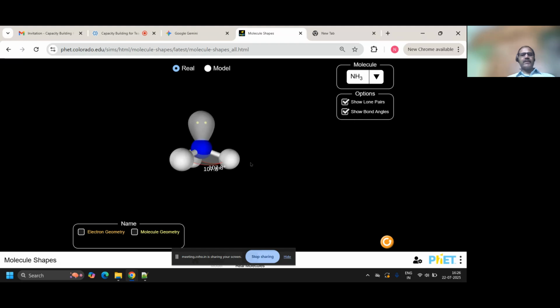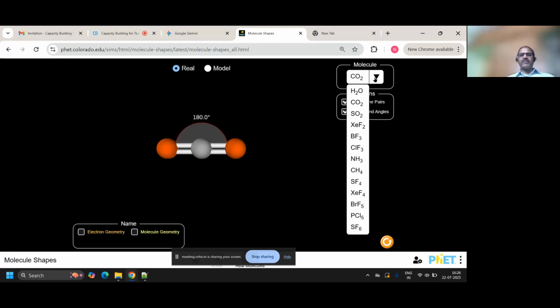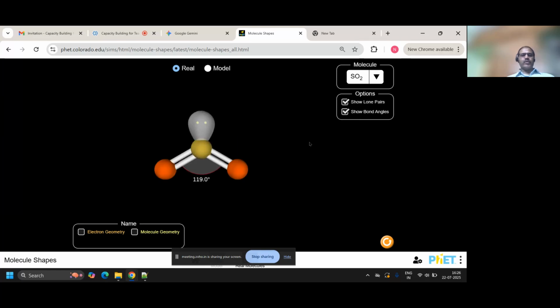NH3. NH3 is ammonia. Nitrogen. You could see that the reason why they have put this real, they have given colors. If you see here, carbon dioxide, carbon is given in this color, oxygen is given in this color. Now if I go to SO2, sulfur is given in this color and oxygen is given in the same color, because you can relate it very easily. So sulfur is here, these oxygen atoms are attached to this, right?